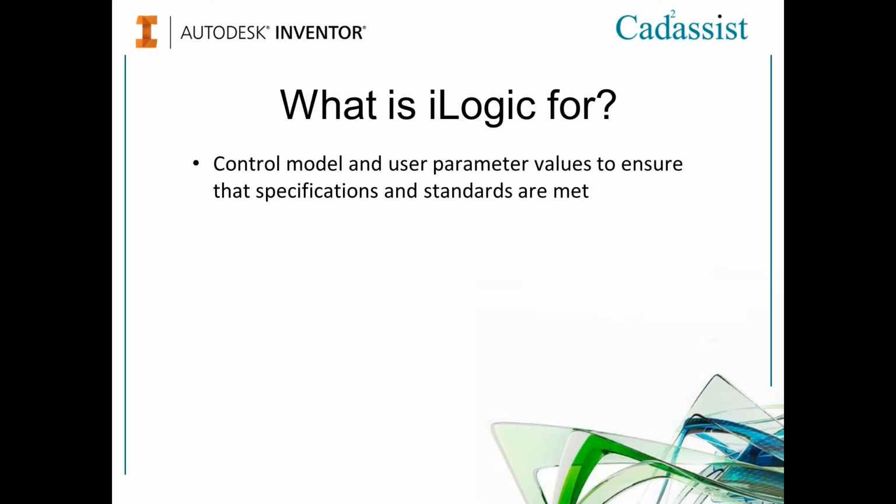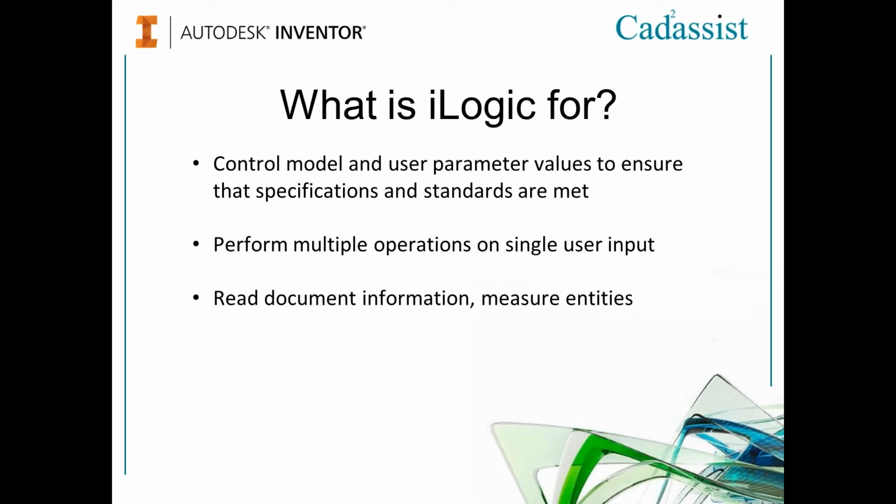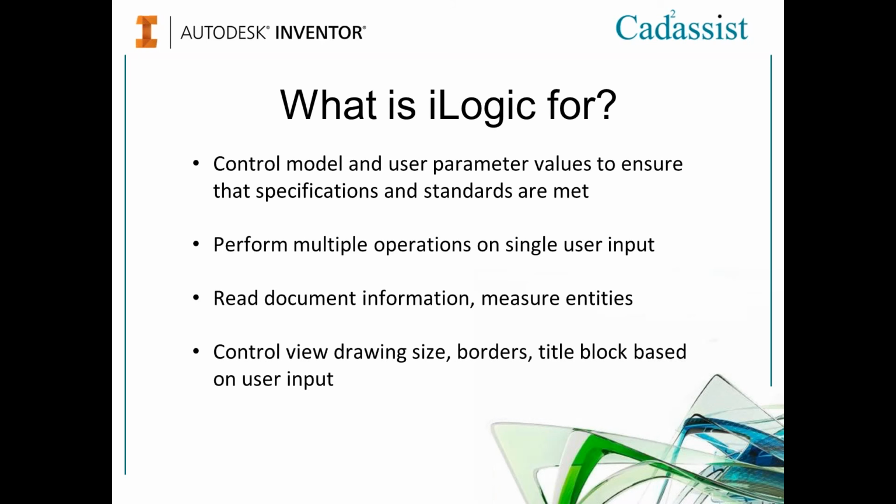Thomas will show us iLogic in use, just some of the ways that our customers are using iLogic to automate their design process. iLogic can control model and user parameter values to ensure that the specifications and those standards that have been set are met. iLogic will allow you to perform multiple operations on a single click, a single user input. It would allow you to read documentation information. It will allow you to measure entities in a model. You can use it to control view, drawing size, borders, title blocks based on user input, and you can even get it to perform checks on your model.